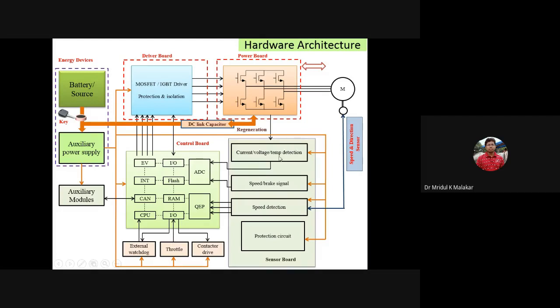It measures current, voltage, temperature, speed, brake signal, and speed detection, including detection for acceleration, and monitors the speed. Protection circuits like overcurrent, undercurrent, overvoltage, undervoltage, and short circuit protection will come here. This is the hardware and software on the low power and medium power side: the sensor and control unit.